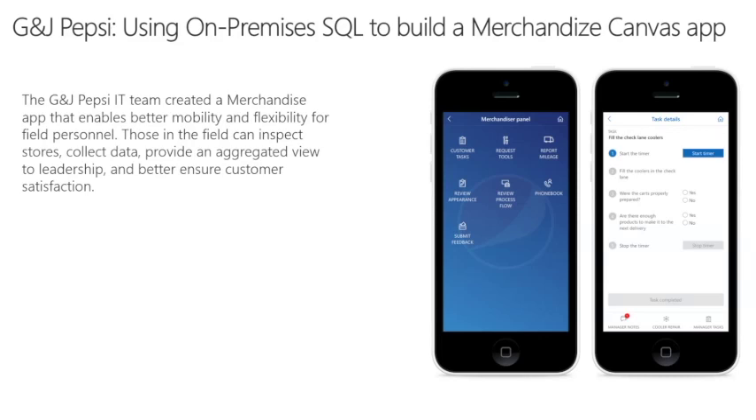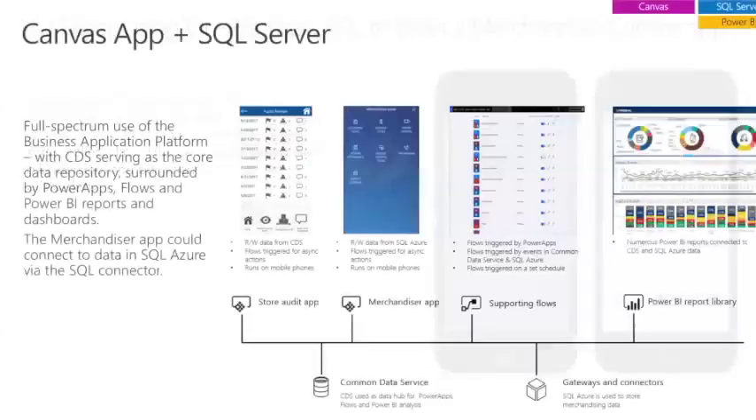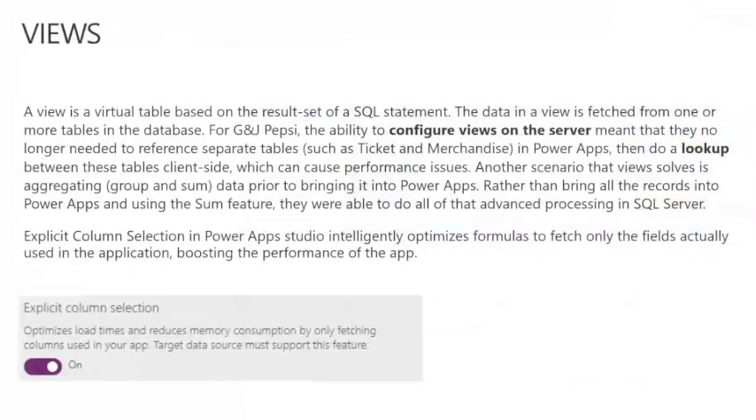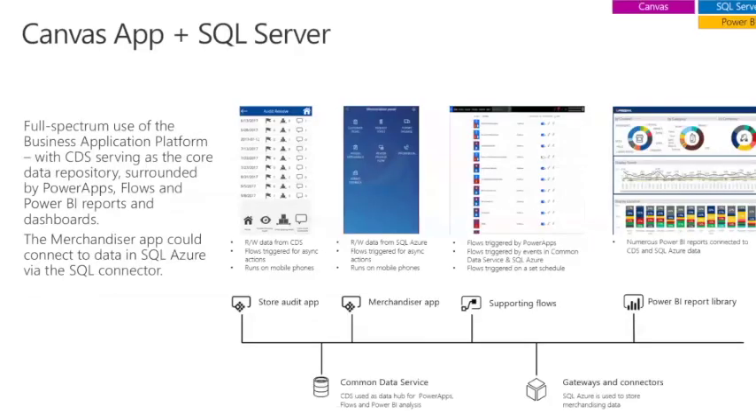This app again needed access to existing merchandise data that existed in a SQL database that was an on-premise database. So they used gateways as a way to get to their on-premise data that was on SQL.